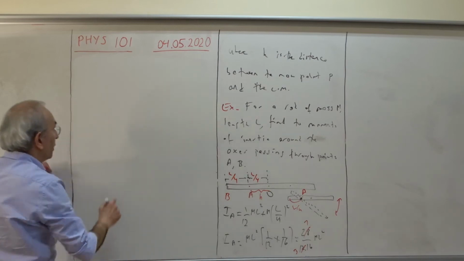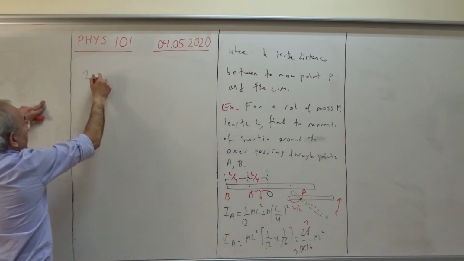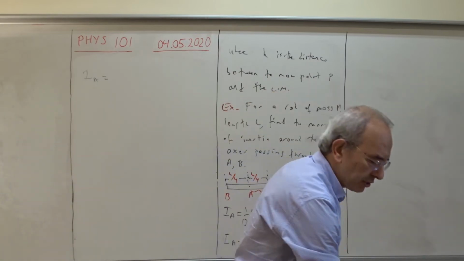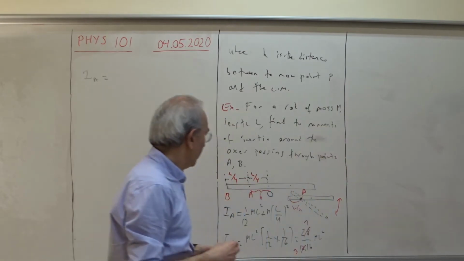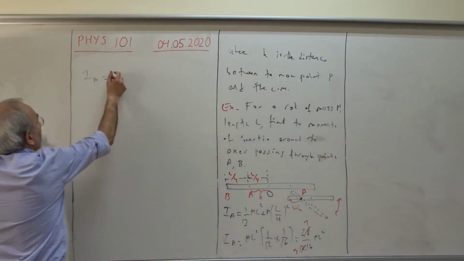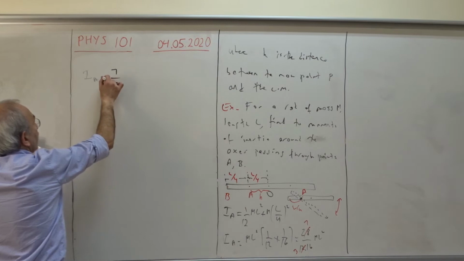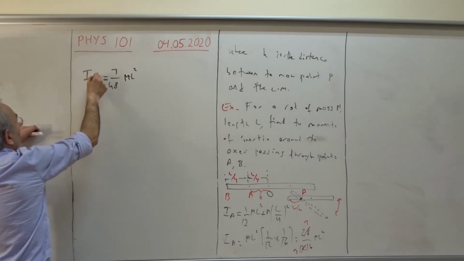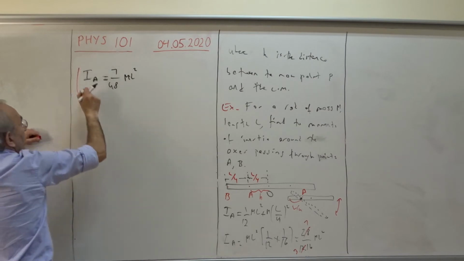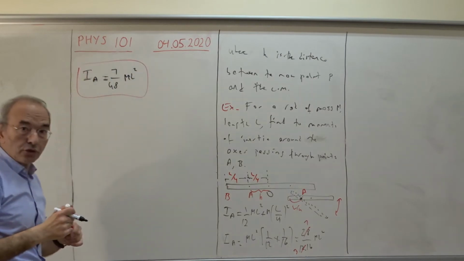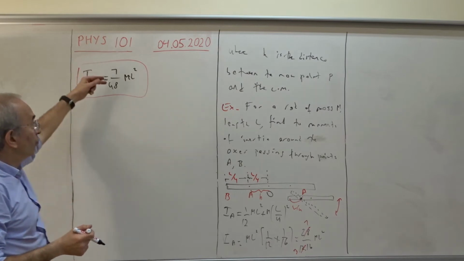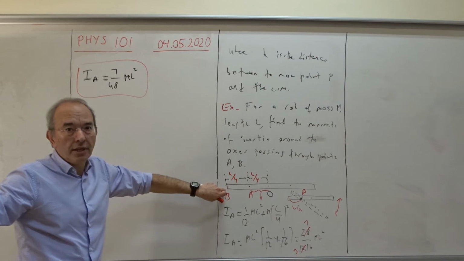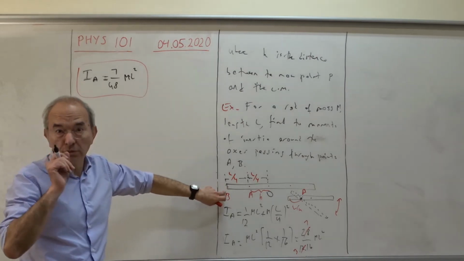So that will be I sub A, because if you rotate it around the point A, it is this much. Around B, it is something else. 7/48 mass times L squared. So this is the new moment of inertia, almost 1/7. 7/49 would be 1/7. What about the end, which is more widespread in the problems?